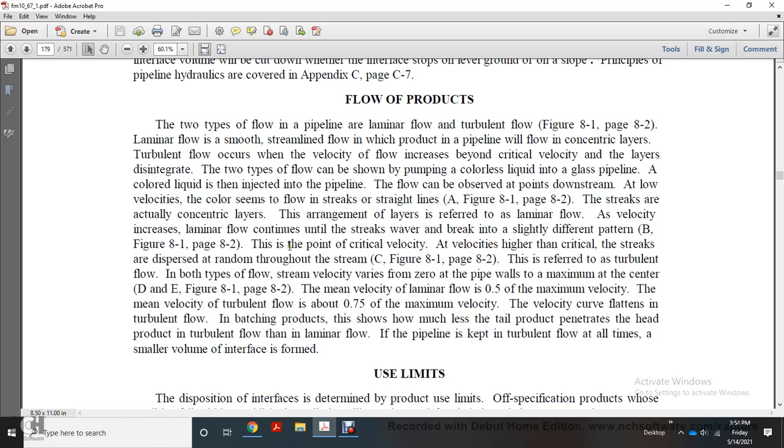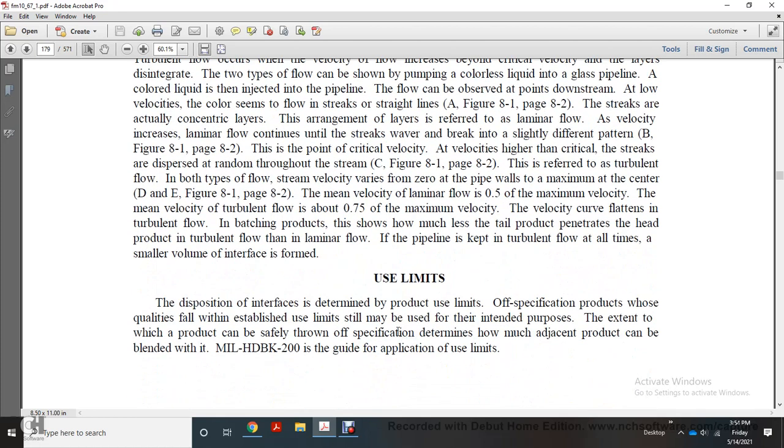Mean velocity in laminar flow is 0.5 of maximum velocity, with the mean velocity in turbulent flow at 0.75 of maximum velocity. The velocity curve flattens in turbulent flow. The batching product shows how much less tail product penetrates the head product in turbulent flow than in laminar flow. If the pipeline is kept in turbulent flow at all times, smaller volume interfaces are formed.